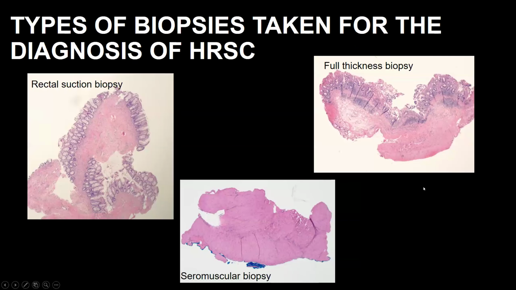So what kind of biopsies do people take? The first up here is the rectal suction biopsy. I'll tell you more about that. You can take a seromuscular biopsy of the external aspect of the wall of the gut. And then you can also have a full thickness biopsy, which clearly has mucosa and submucosa all the way out to the muscularis propria and whatever adventitia or serosa is present.